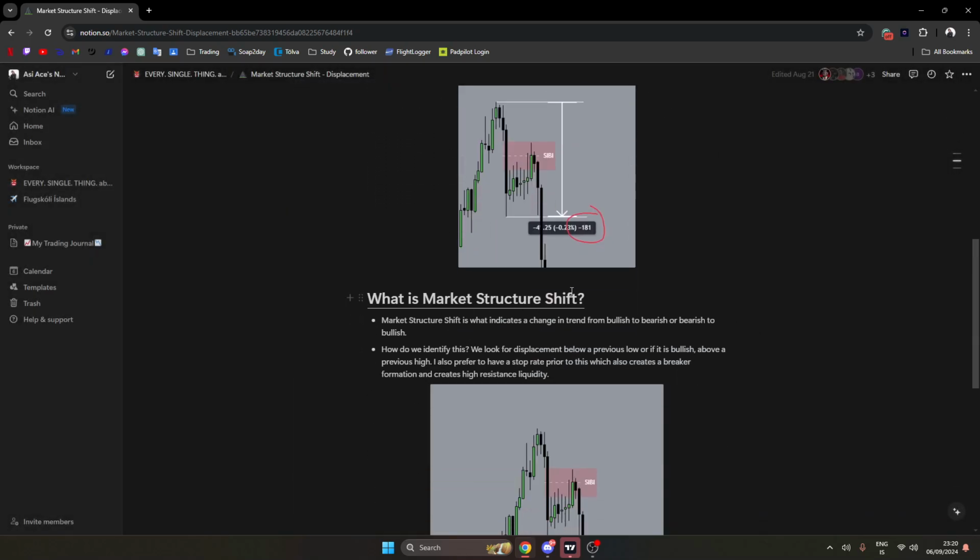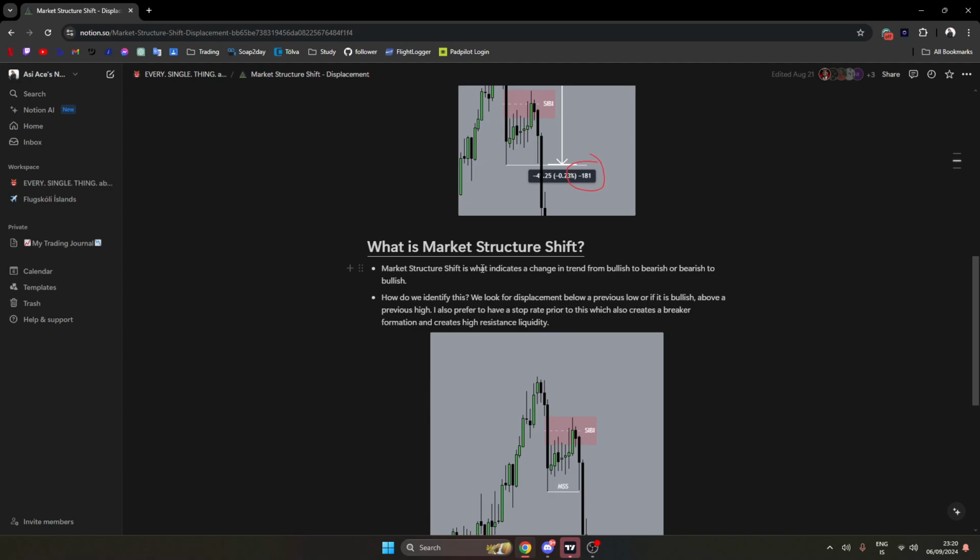So what is a market structure shift? Market structure shift is what indicates a change in trend from bullish to bearish or bearish to bullish. How do we identify this? We look for displacement below a previous low, or if it's bullish, above a previous high. I also prefer to have a stop raid prior to this, which also creates a breaker formation and creates a high resistance liquidity.